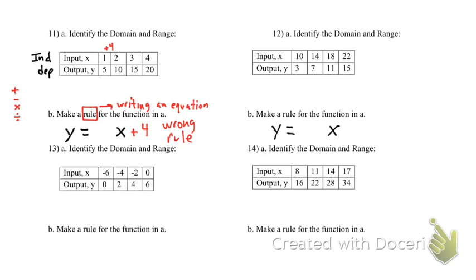Okay? So what I want you to do is find the rule for number 11. Okay? We already know adding 4 is not working. Okay? I'm going to give you 3 minutes and I'm going to call on 2 people to give me that rule. All right? Good luck. Go for it. You got 3 minutes.